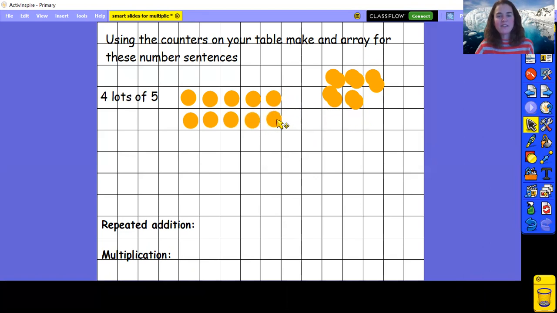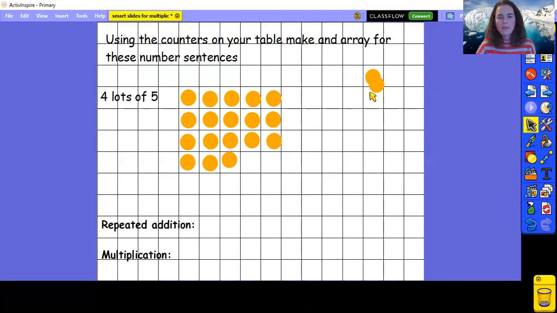That's 2 rows. And you can see I'm trying to get my counters in line with each other. If we looked at the arrays that we showed you before, they were all very organized and in neat rows and columns. So let's do another row. 1, 2, 3, 4, 5. So that's now 3 lots of 5, and I need 4 lots of 5. So let's do one more lot.